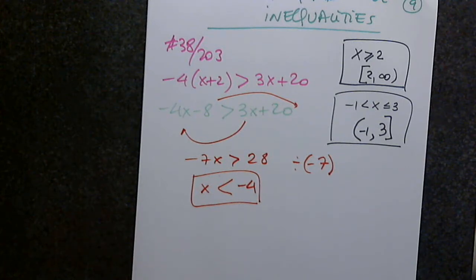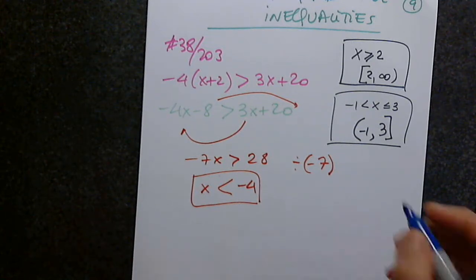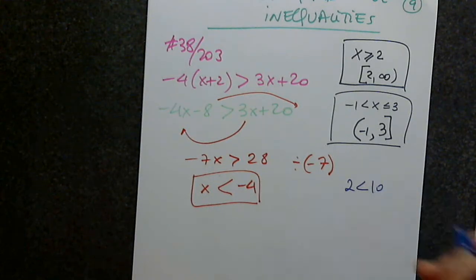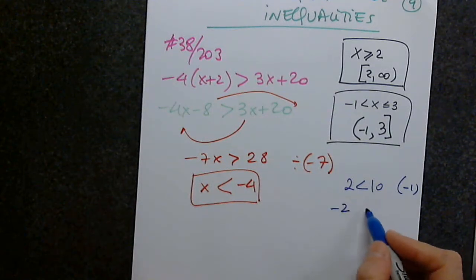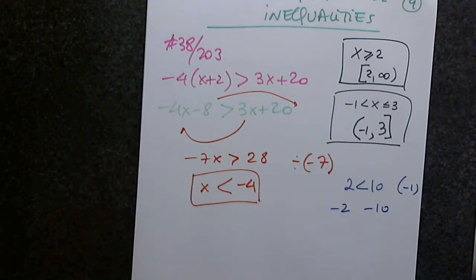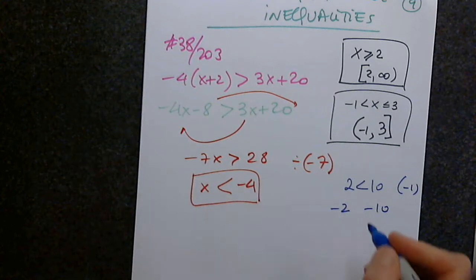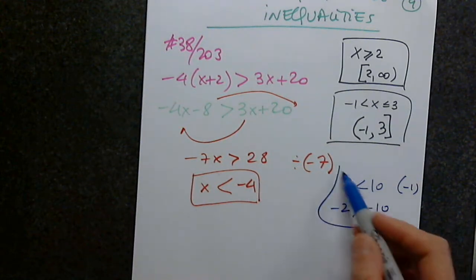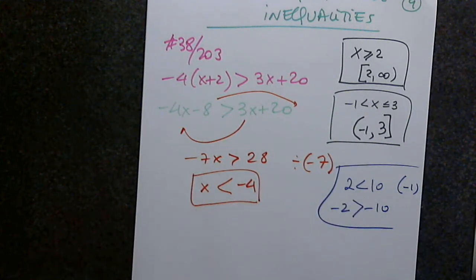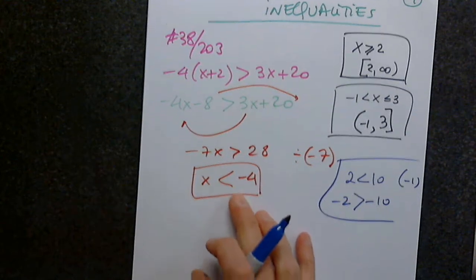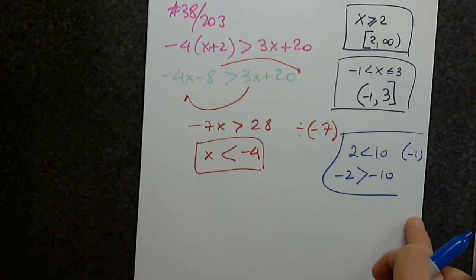Let me explain why. Here's an explanation for that. Is 2 less than 10? Let's say for whatever reason we want to multiply both sides by -1. I have -2 and -10. Which one is bigger now? -2. So this happens every time we multiply or divide both sides of an inequality by a negative number, not by a positive.